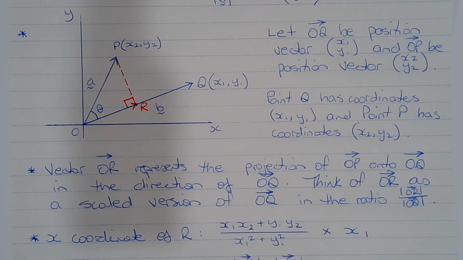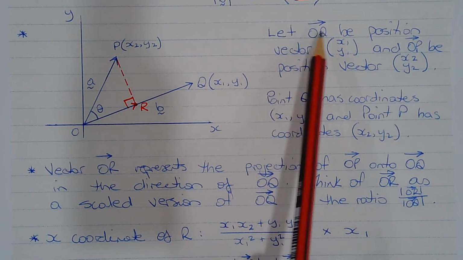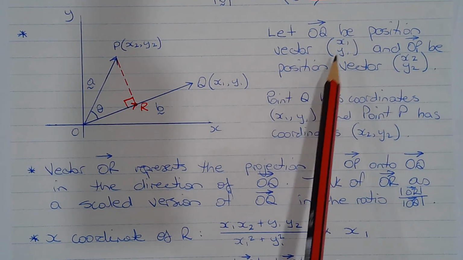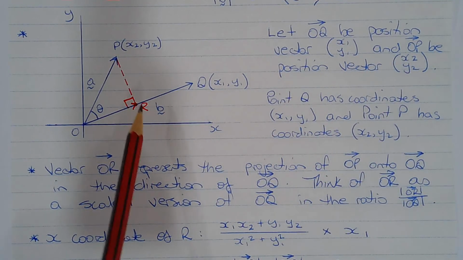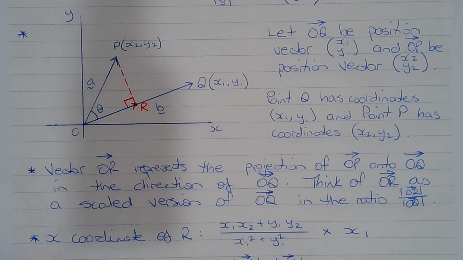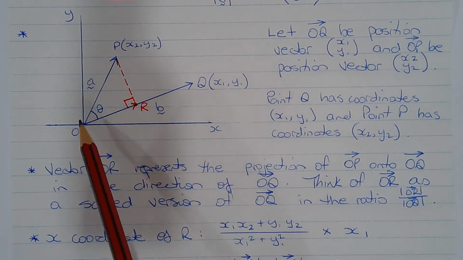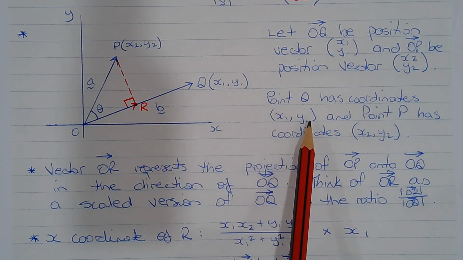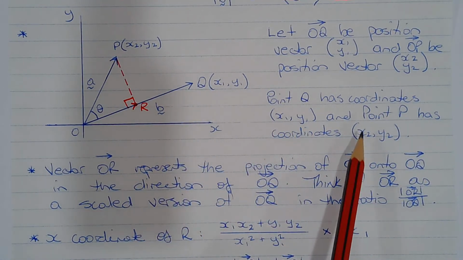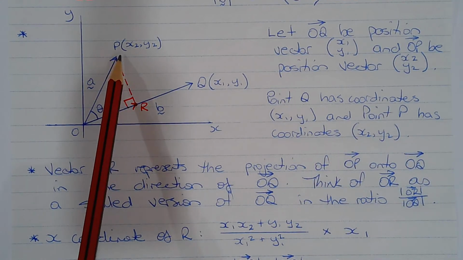Let's have a look at the proof of the formula for the projection of one vector onto another. So let vector OQ be position vector (x1, y1) and vector OP be position vector (x2, y2). And those two vectors are shown on the Cartesian plane here. So there's OQ, there's OP. Now point Q has coordinates (x1, y1), so that's this point here, and point P has coordinates (x2, y2), which is this point there.